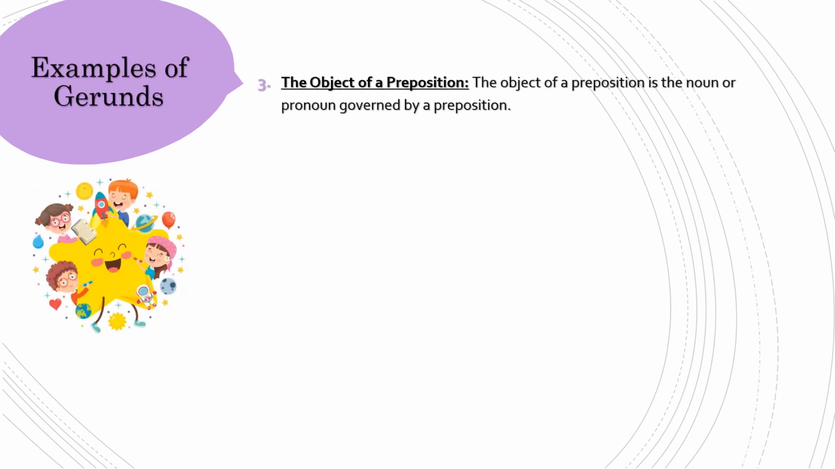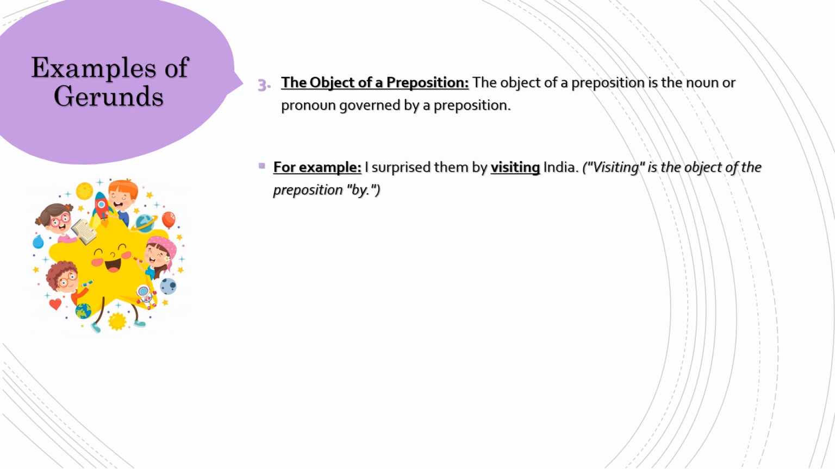The object of a preposition. The object of a preposition is the noun or pronoun governed by a preposition. For example, I surprised them by visiting India. Visiting is the object of the preposition, by.